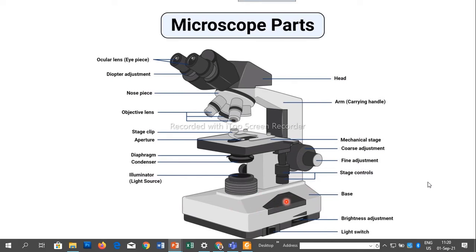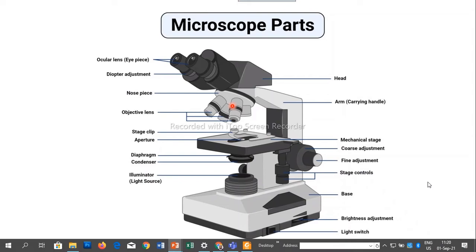But the main important thing is those ocular lenses, also known as eyepieces. They are what you put your eyes to look through. The eyepieces magnify objects 10 times in general. Then you have also objectives, which also magnify the object either 10 times, 20, 40, 50, or 100 times, depending on the objective. And you have also knobs.